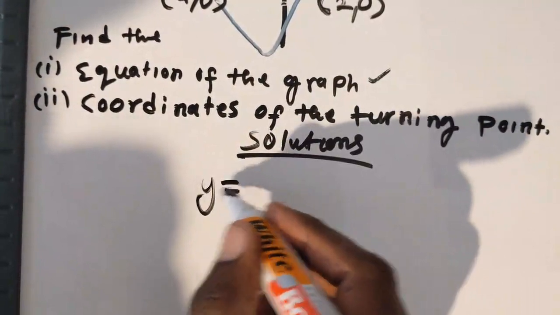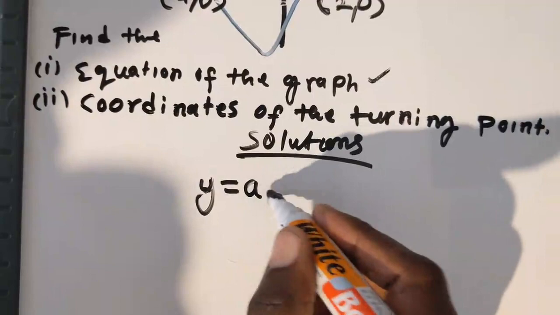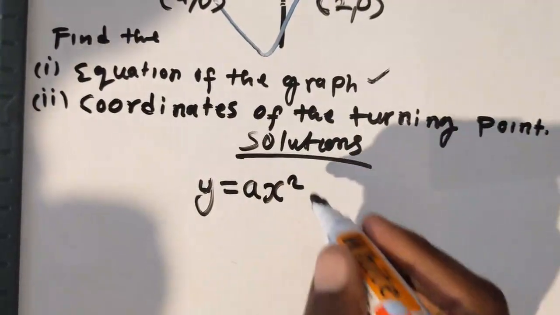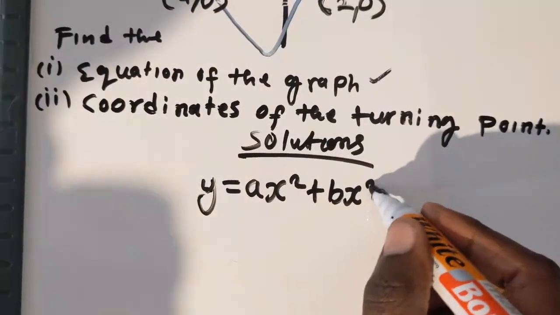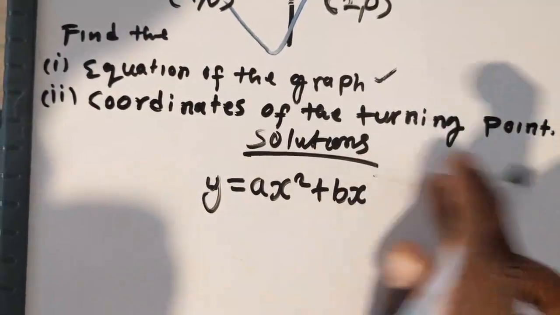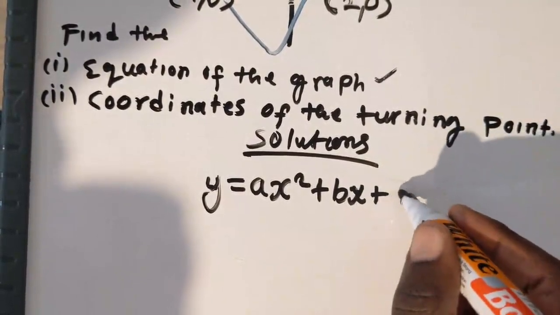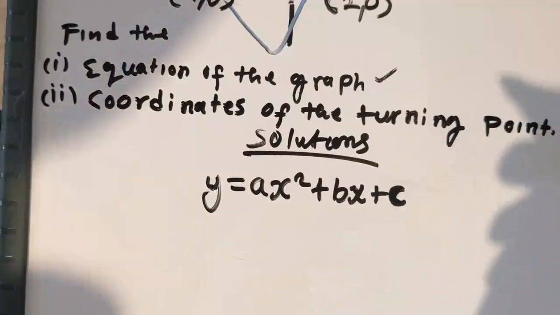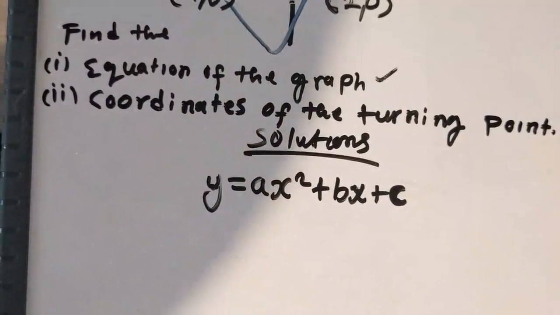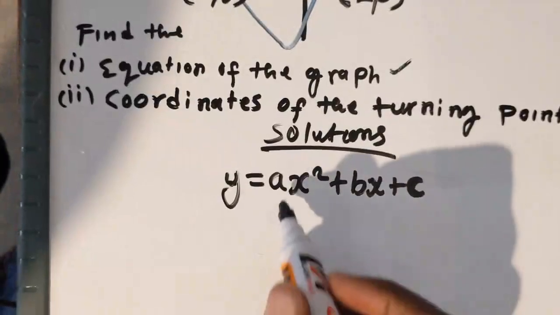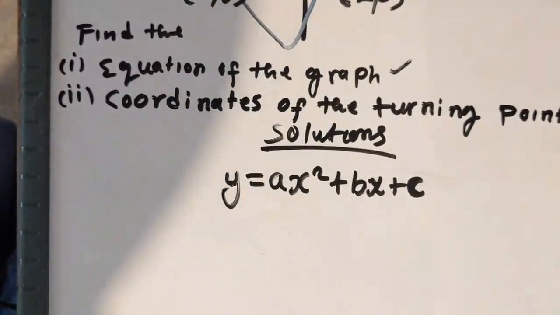y is equal to, it is actually a quadratic equation. y is equal to ax squared plus bx plus the constant, which is c. So this is the equation of the graph, but you need to find the values of a, b, and c.